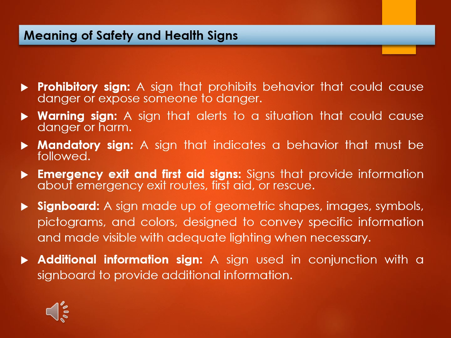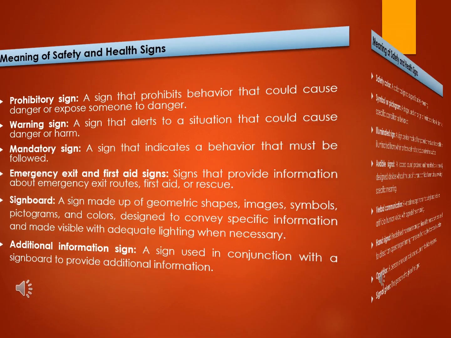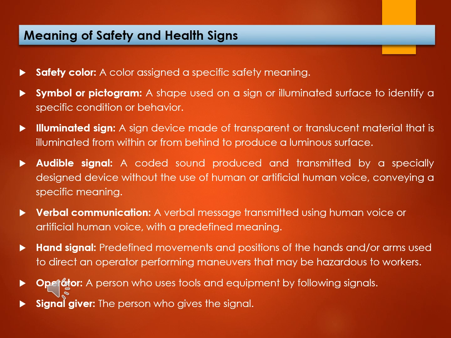Signboard: a sign made up of geometric shapes, images, symbols, pictograms, and colors designed to convey specific information and made visible with adequate lighting when necessary. Additional information sign: a sign used in conjunction with a signboard to provide additional information. Safety color: a color assigned a specific safety meaning. Symbol or pictogram: a shape used on a sign or illuminated surface to identify a specific condition or behavior.